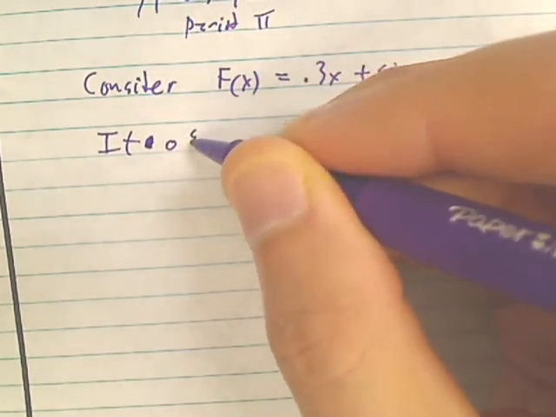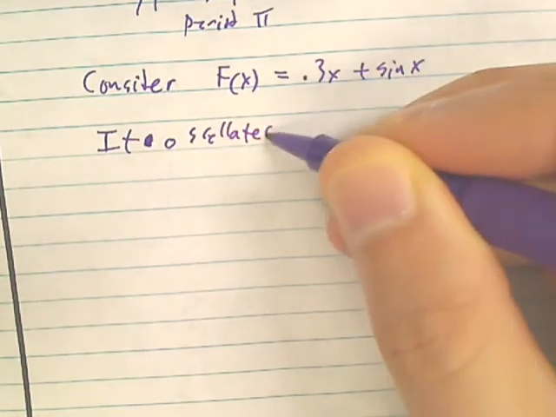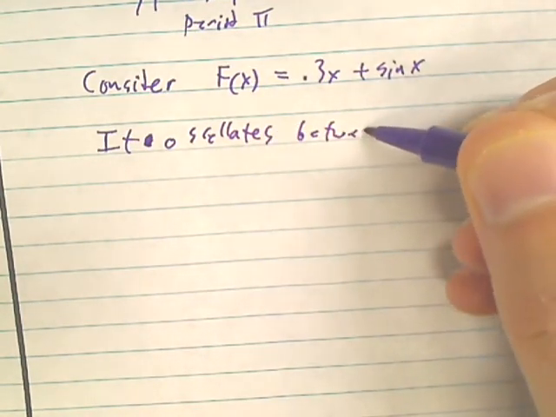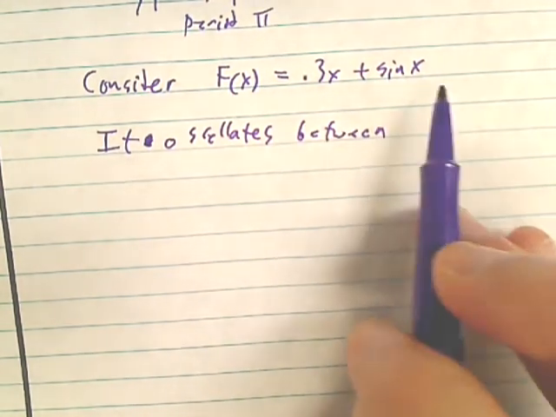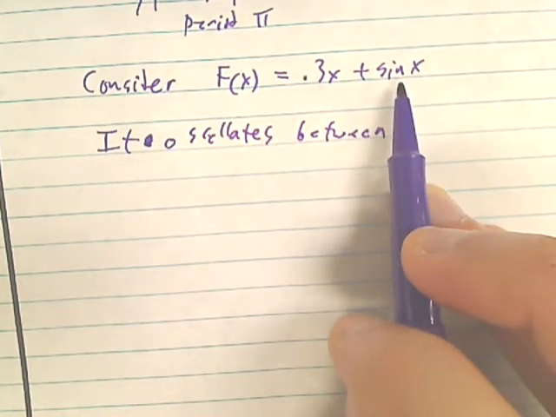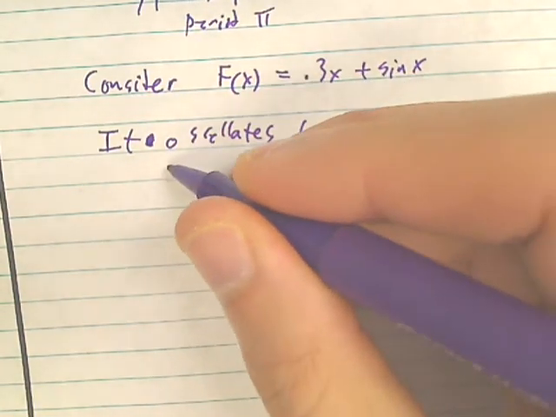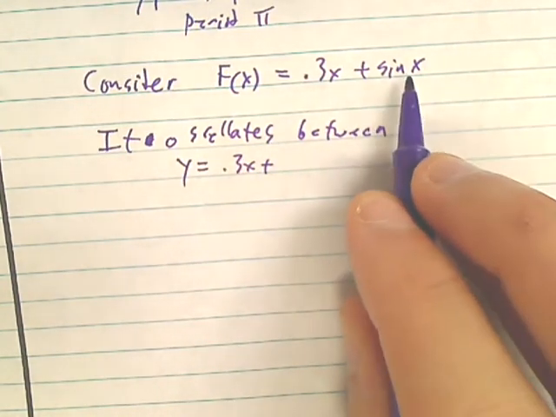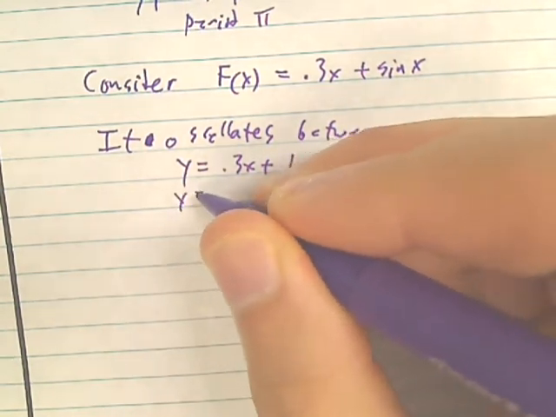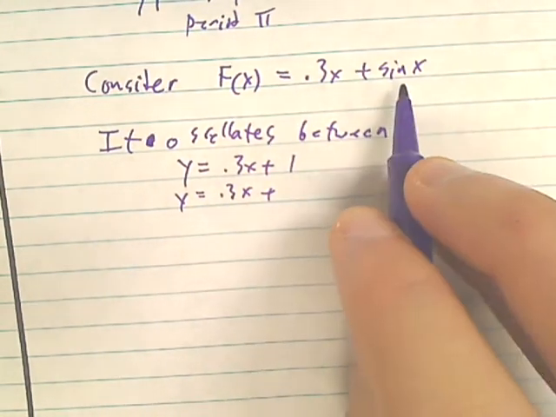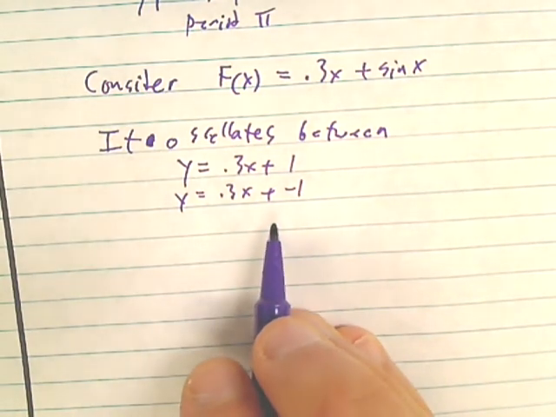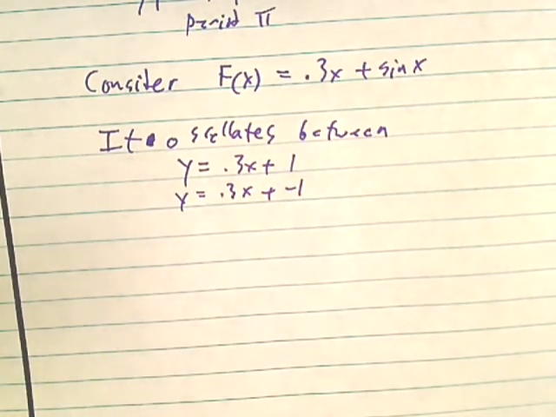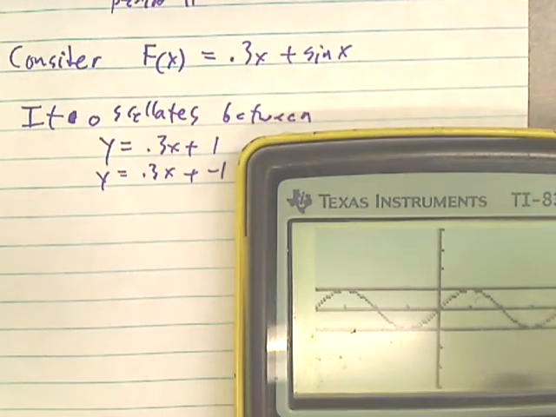Oscillates, do I have that spelled right? It oscillates between, and this is pretty easy to do algebraically, the maximum of sine is 1 and the minimum of sine is -1. So plug in 1 and -1. It oscillates between the line y equals 0.3x plus the maximum, which is 1, and y equals 0.3x plus the minimum, which is -1. So if I graph all three together, they'll be parallel lines. Let's go ahead and do that.